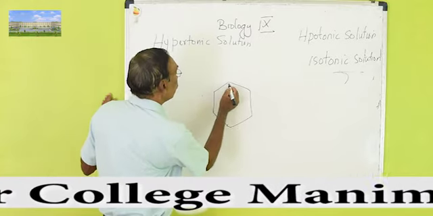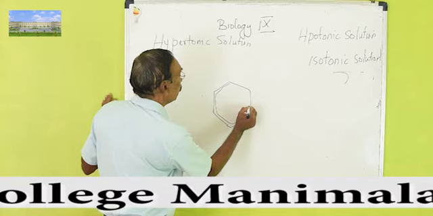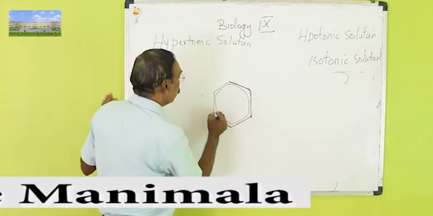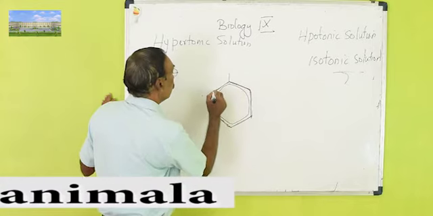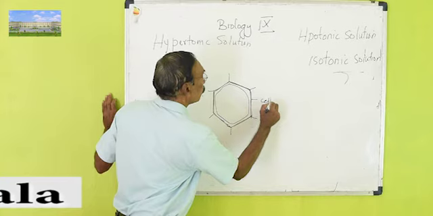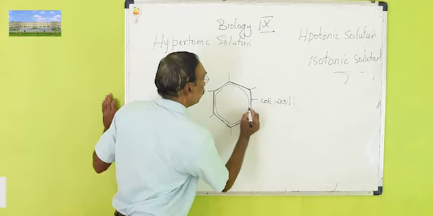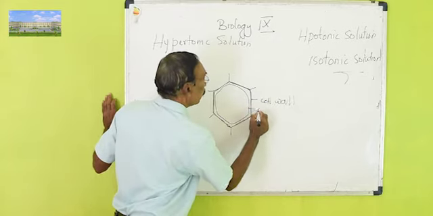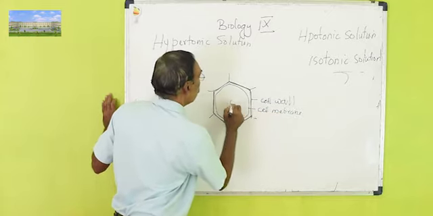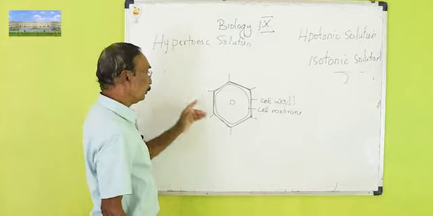The cell membrane is there inside. This is a flexible cell membrane. Outside there is a hard covering. The outside hard covering is called the cell wall. This is called the cell wall. And inside, the cell membrane is also there, as we studied, and the nucleus and all other structures are there.